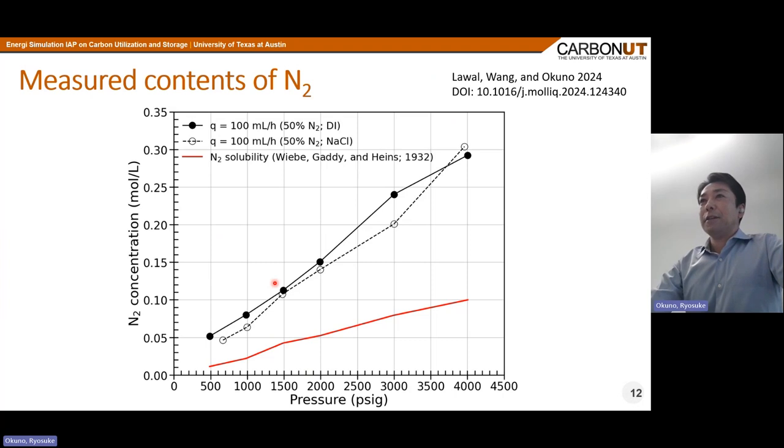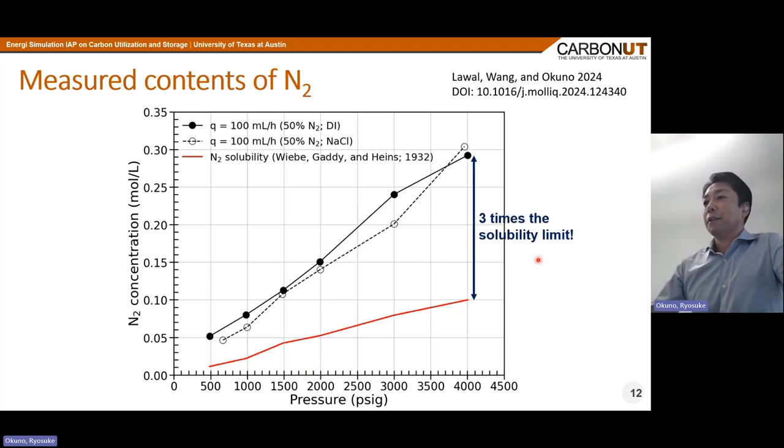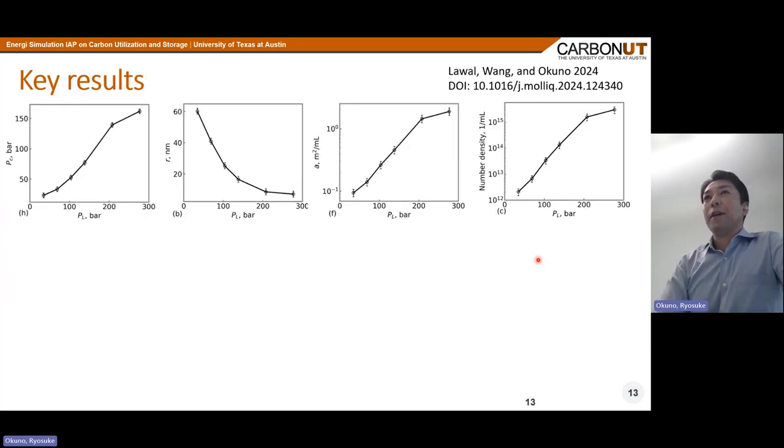And the red line is the inherent solubility of nitrogen. And the dots are experimental data from our experiments, as published in this paper. So in this case, unlike the CO2 nanobubble dispersion, the enhancement factor is as high as 3. And we match the data with a thermodynamic model that we showed in the previous slide.